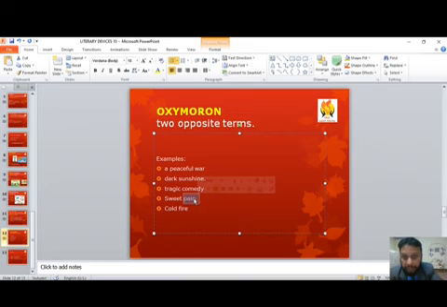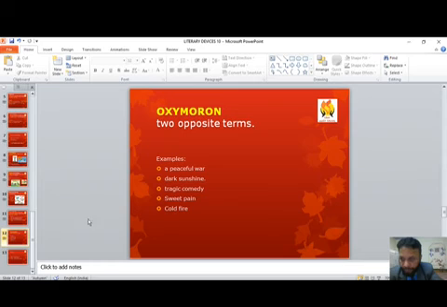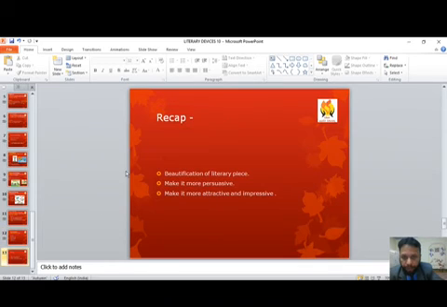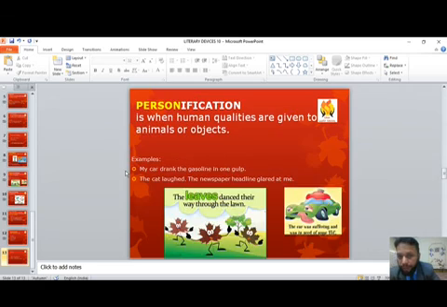Sweet pain. Pain, we are talking about pain also. We are calling the pain sweet pain. Fire and cold. Both these qualities of the various things are opposite, contrary to each other, so this is oxymoron. So wherever you find such device used, you have to mark that it is oxymoron. Fine, let's move forward. So let us recap all these poetic devices one by one.